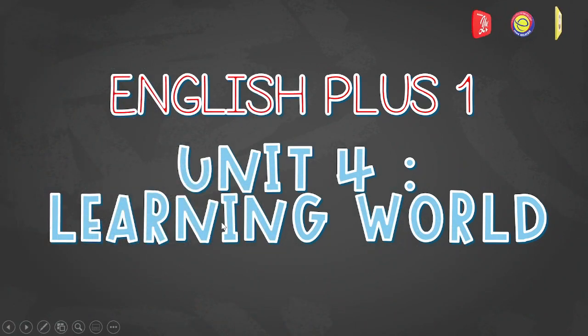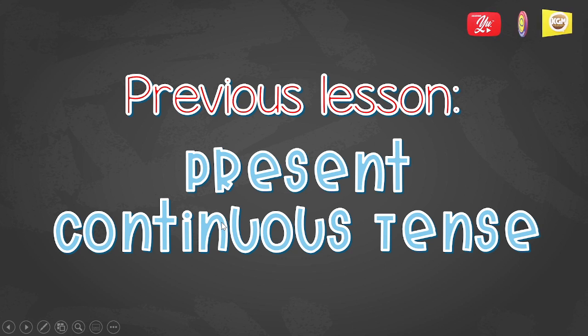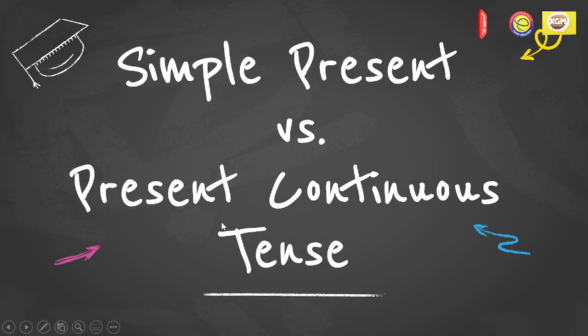Let's see. On today's lesson, we are going to be looking at English Plus 1 textbook, Unit 4, Learning World. I have a previous lesson in which I talk about present continuous tense. If you haven't watched that video, I think it is better to watch that one first. I will put the link on the screen as well as in the description box below. Today's video we are going to be looking at simple present tense versus present continuous tense.